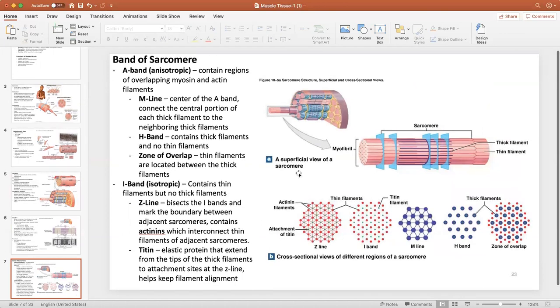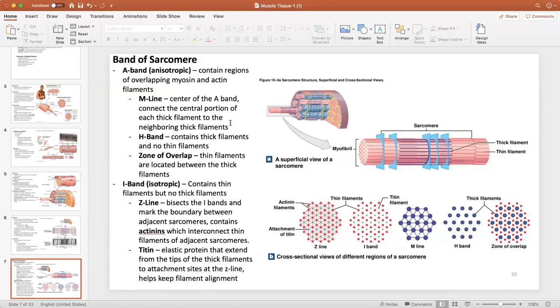So that attaches to the Z line to help stabilize it and keep these filaments lined up. Okay, so we'll talk about the different bands and the different labels here, so that when we look at how it shortens, we can see which bands and segments shorten and which stay the same.